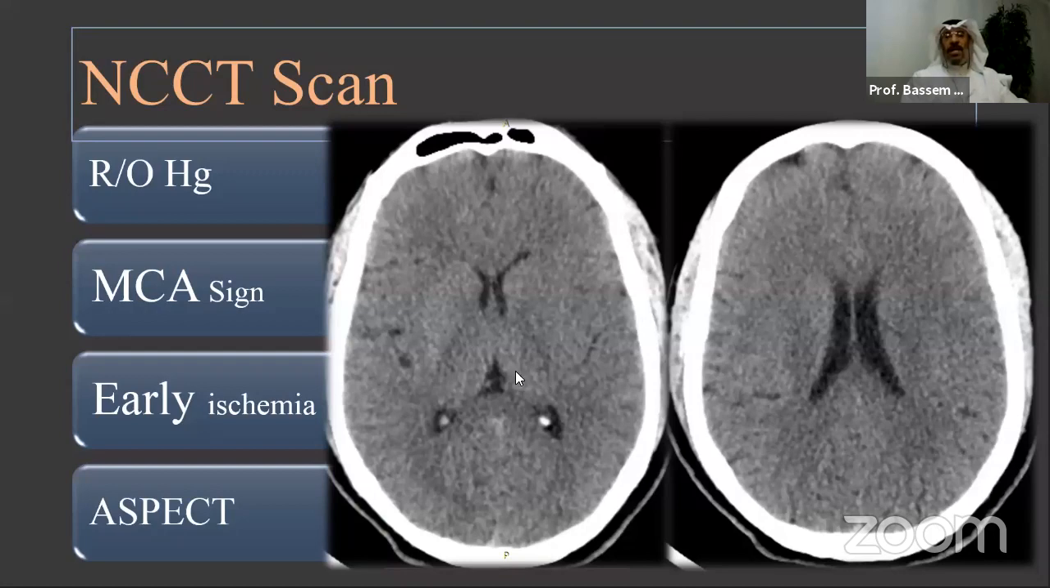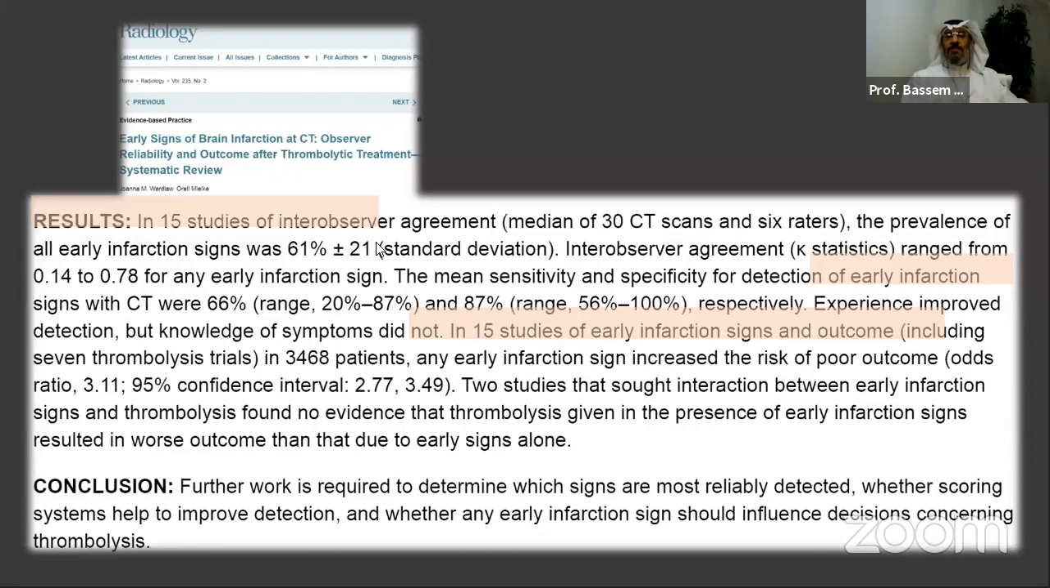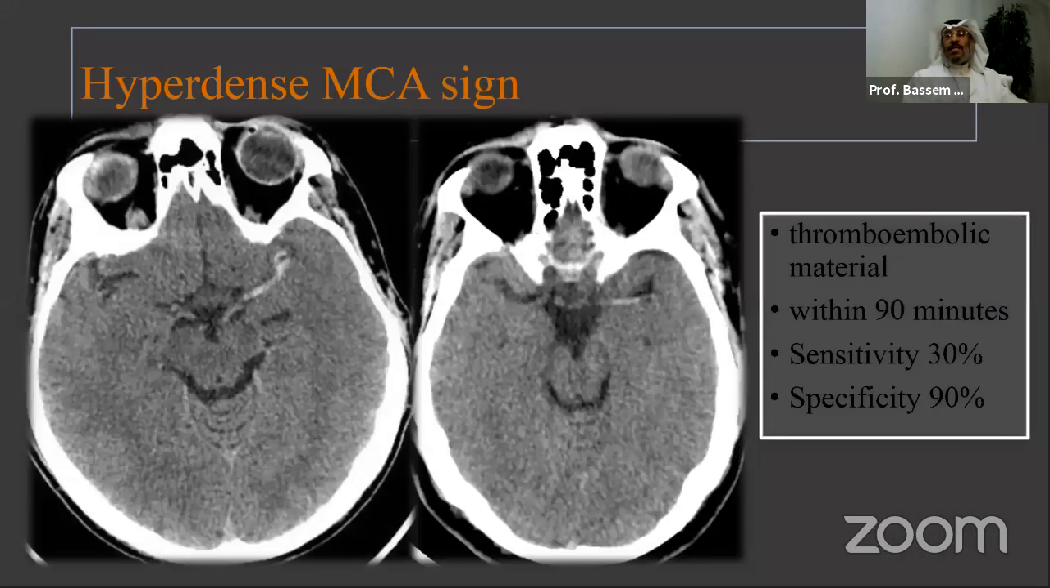The literature has shown that the early ischemia signs can be detected in up to an average of 70%, and this even comes with a highly experienced interpreter. So if you did not see early signs, this does not mean that an ischemia has already established.